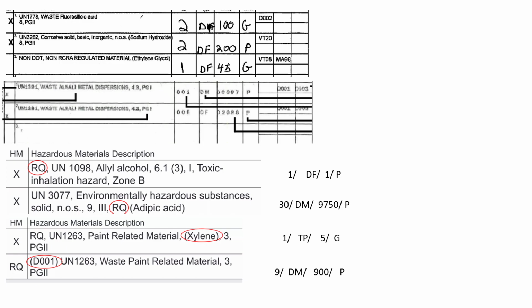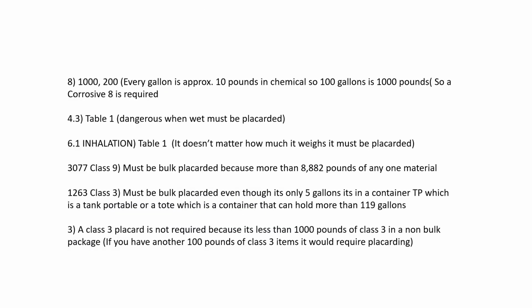The next one down, UN 1263, Class 3. 1 tote or portable tank is what that stands for. That's 5 gallons. So probably 50 pounds. So it just has some residual in the bottom of it. Here's the kicker though. It's in a portable tank or a tote. It must be bulk placarded even though it's only 5 gallons. It's in a container, which is a tank or a portable tote, and that container can hold more than 119 gallons. So 1263 Class 3 is a required placard. We must put up a bulk 1263 Class 3 flammable placard.